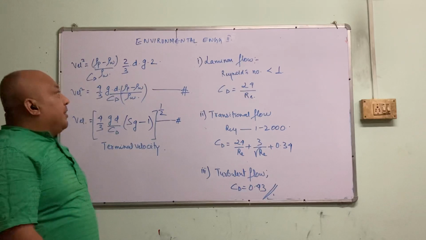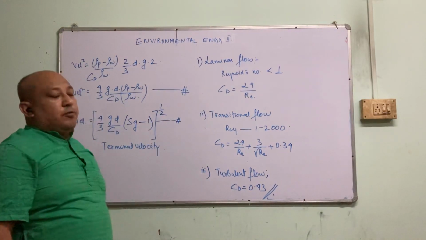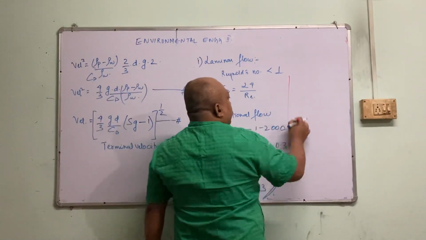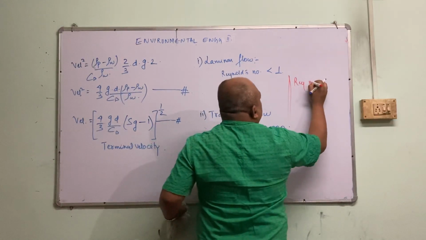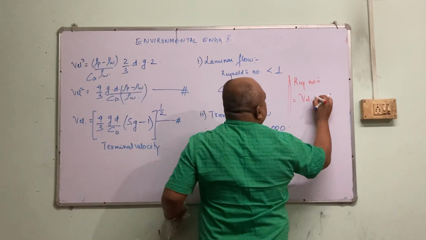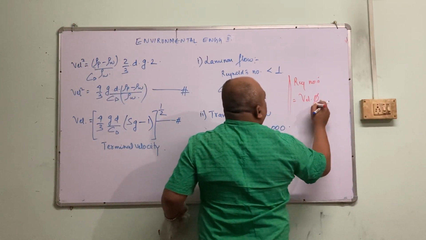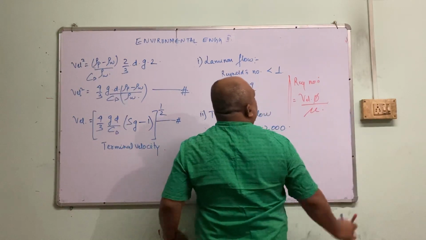Now we don't know whether the flow is laminar, transitional or turbulent. You may ask again in between, what is the Reynolds number? It is all your basic fundamentals. Reynolds number can be defined as velocity into diameter by nu.